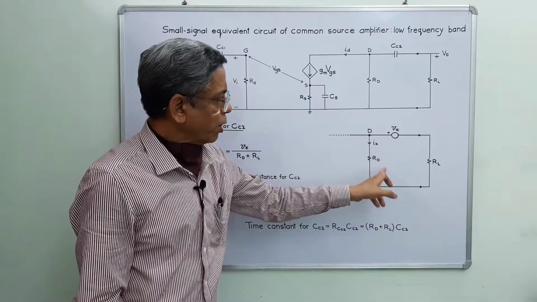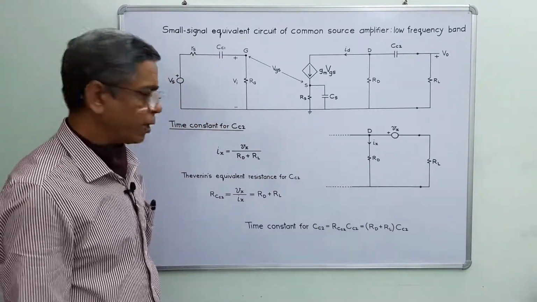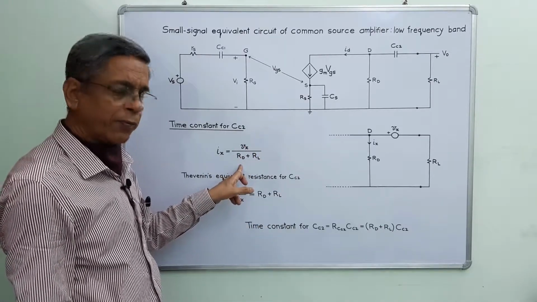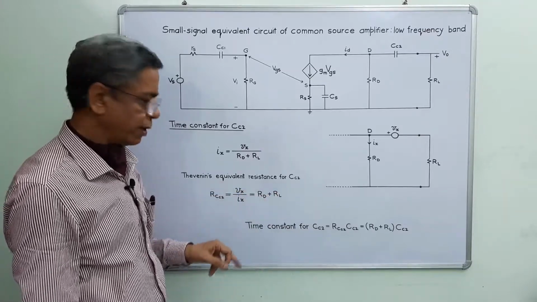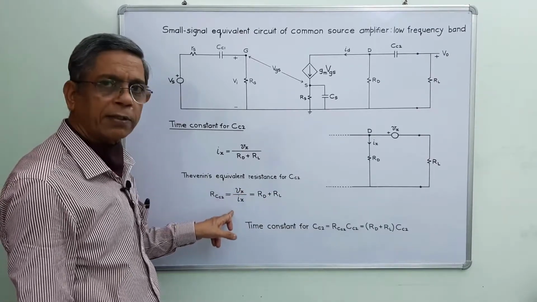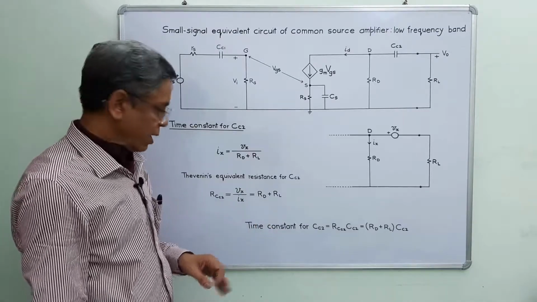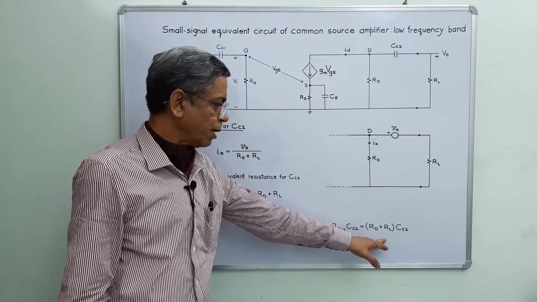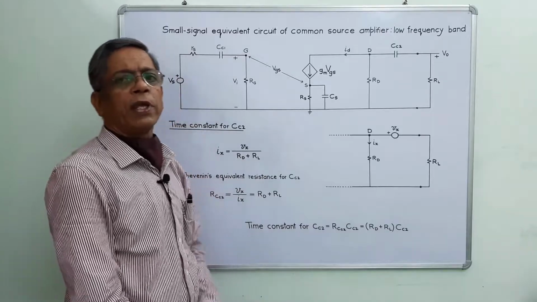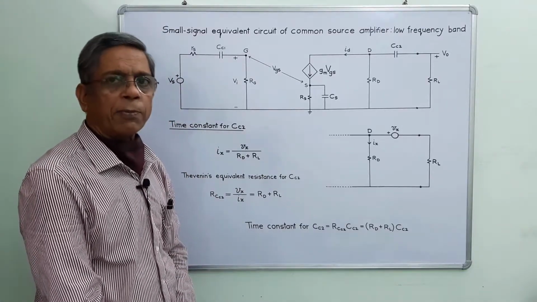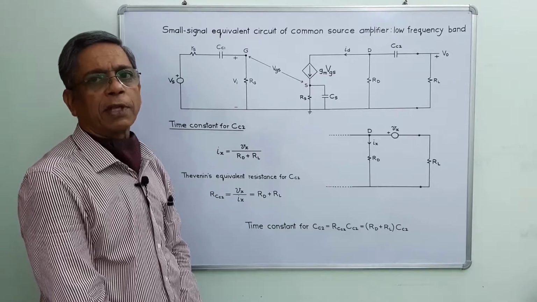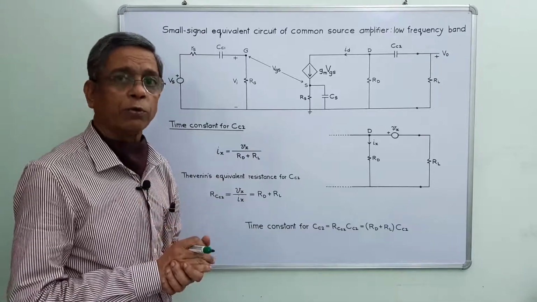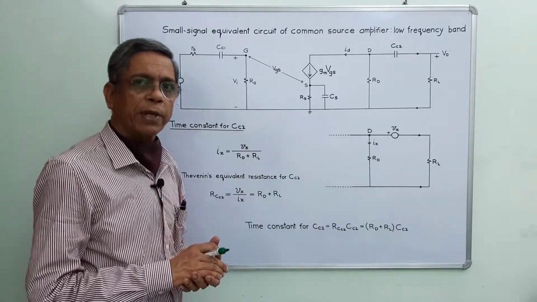Looking at this loop and using simple Ohm's law, we can find the current passing through the loop, that is Vx by Rd plus RL, and the Thevenin equivalent resistance for CC2 is RCC2, that is Vx by Ix, and that is Rd plus RL. Now the time constant for CC2 is RCC2 times CC2, which is equal to Rd plus RL multiplied by CC2. In this way we have determined the time constants for both the coupling and bypass capacitors. Now we are in a position to write the full expression for lower 3 dB frequency for the common source amplifier working at low frequency band.